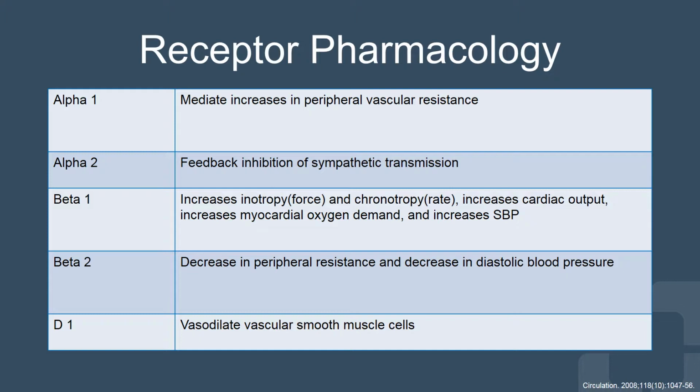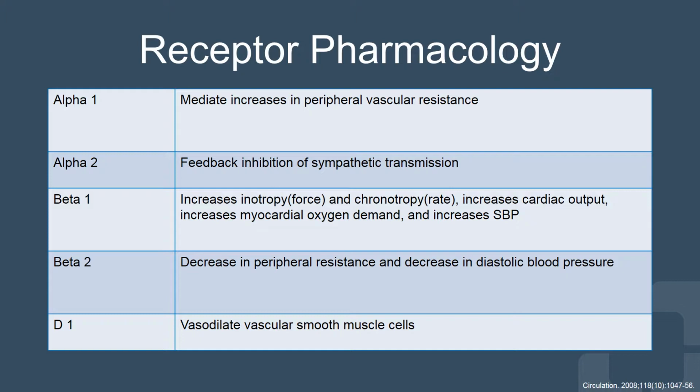Beta-1 is the heart-specific beta receptor that does increase inotropy, or force, and chronotropy, or rate. It does also increase cardiac output, increases myocardial oxygen demand, and increases systolic blood pressure. The beta-2 function actually has a decrease in peripheral resistance and a decrease in diastolic blood pressure.